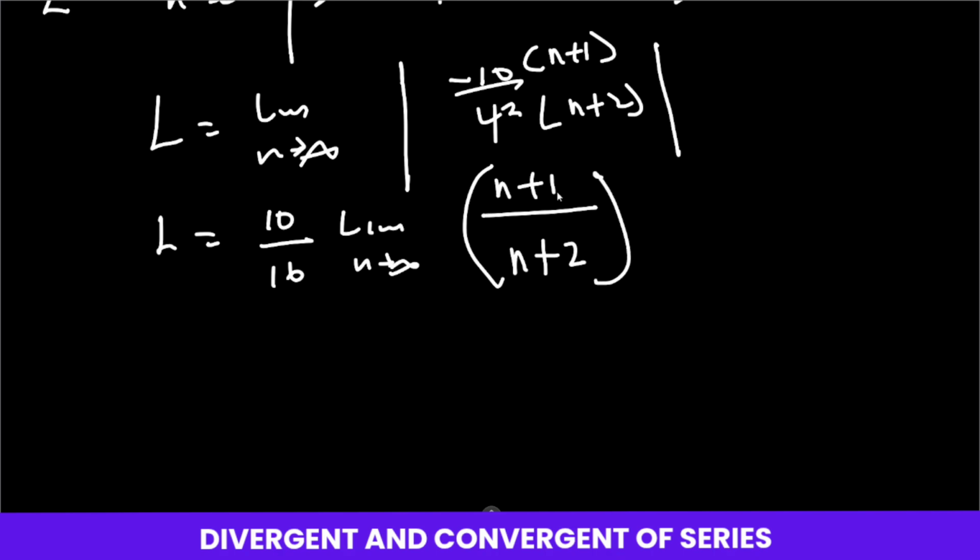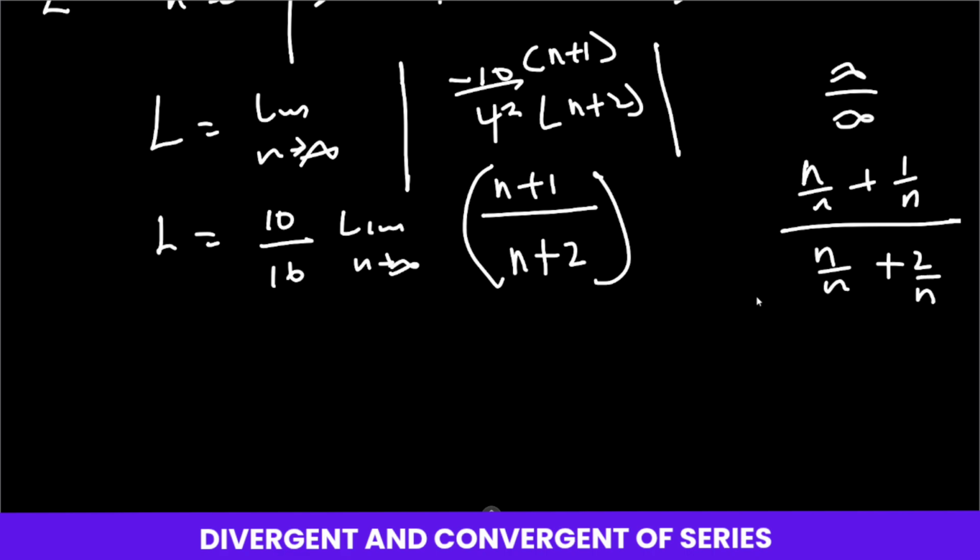Now, if you put in the limit infinity, you're going to get infinity over infinity. So anytime you get something like that, you move on to use L'Hopital's. You can differentiate the top and the bottom, or you can divide by the highest power of n here. So for the numerator and denominator, that will give us n over n plus 1 over n, all divided by n over n plus 2 over n. And that will give us 1 plus 1 over n, all divided by 1 plus 2 over n. So let's proceed with that.